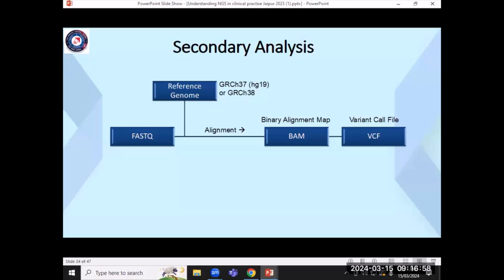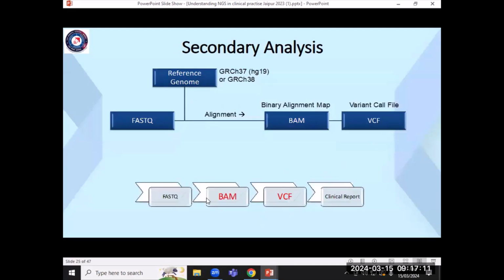So this is the standard. This is what it is, and you will compare your sequencing reads to this. So FASTQ, alignment, now you have a binary alignment map. Once you get this binary alignment map, you get these variant calling files. So this was your secondary analysis.